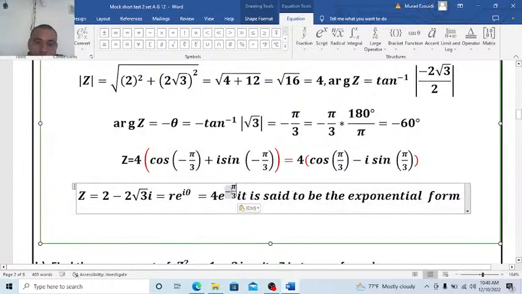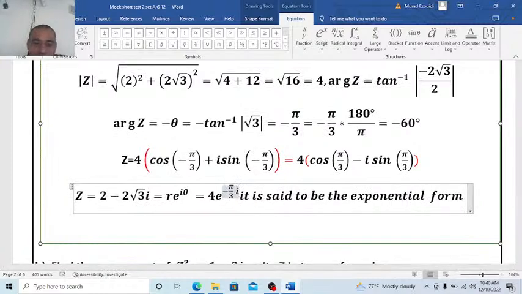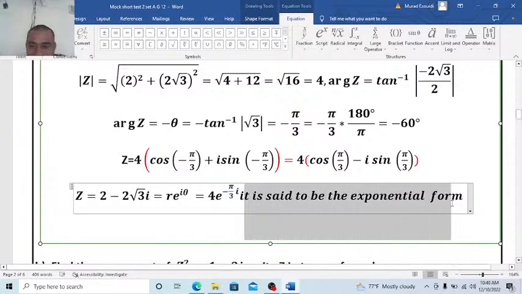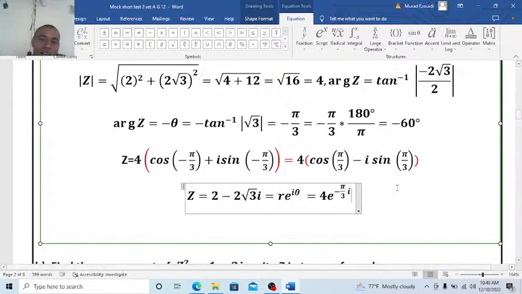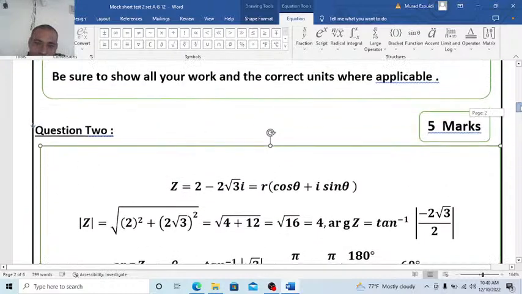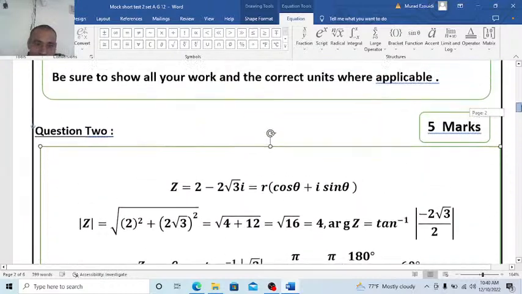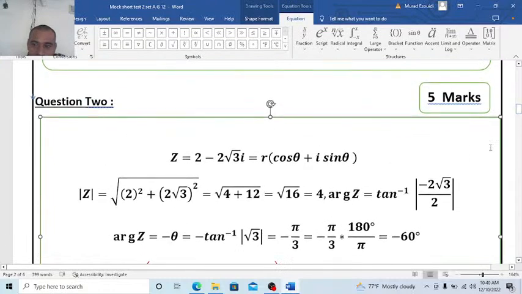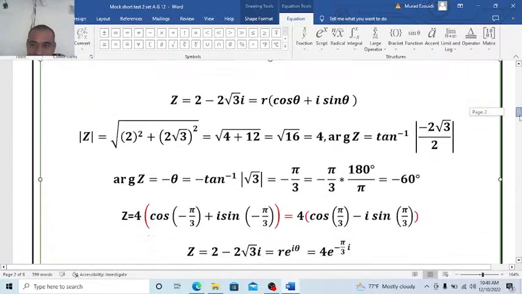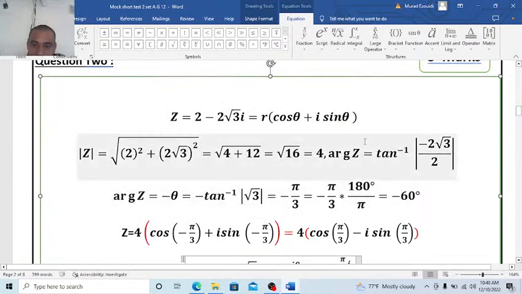Negative pi over 3 i, don't forget, of i. This is the exponential form. I wish that this is clear for you. How can you find a complex number in terms of a polar form or exponential form? So now it's clear for you, at least. How can you find it?